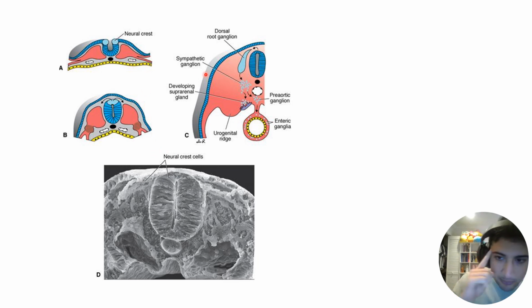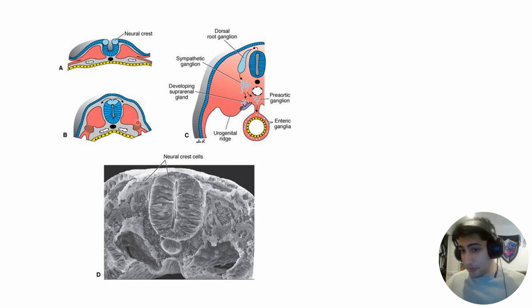So that's what I want you to sort of conceptualize right now. We haven't reviewed the somites yet, but I'm going to tell you that the somite is going to be involved in giving rise to the vertebra and the ribs. Okay? The somite is going to be involved in giving rise to the vertebra and ribs.